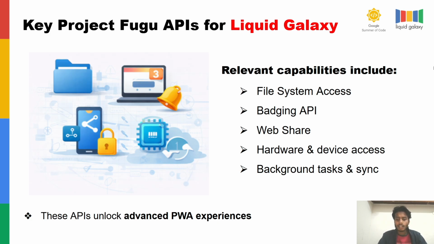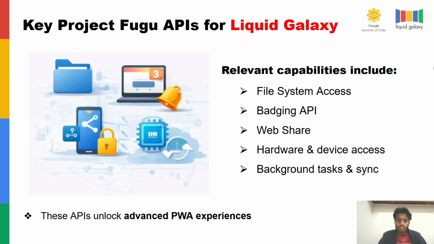The next category is hardware and device access. Project Fugu enables controlled access to devices such as connected hardware, input devices, and sensors. This allows a web application to interact more naturally with the system environment. The last category is background tasks and sync. This allows a PWA to perform operations in the background, sync data when connectivity improves, and keep the application state updated. This is very important for maintaining a smooth user experience in an immersive setup.